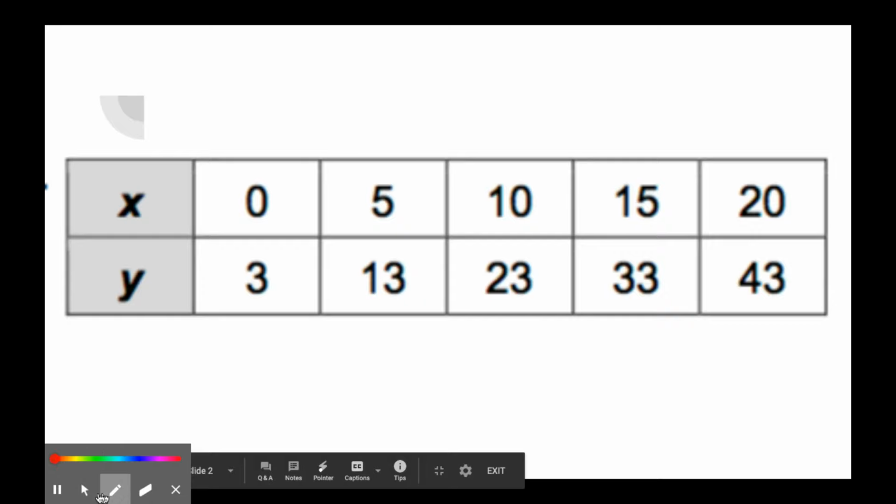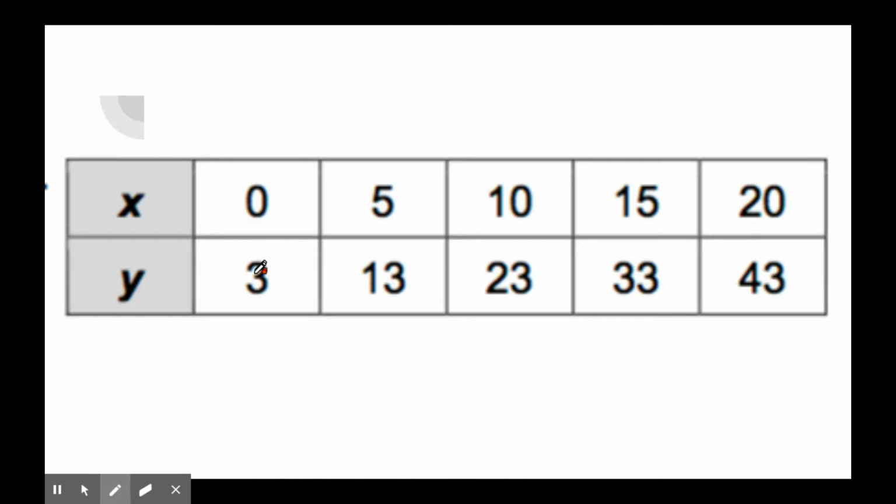And so if I look here, I go from 3 to 13 to 23 to 33 to 43. So I'm increasing by 10. That's my change in y. My change in x, I'm going from 0 to 5 to 10 to 15 to 20. Okay, and so I'm going up by 5. Now, I can simplify this. 10 divided by 5 gives me 2. And so the slope here is going to be 2.